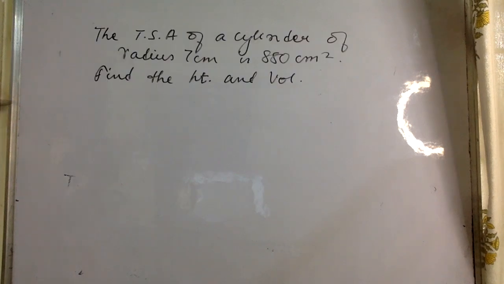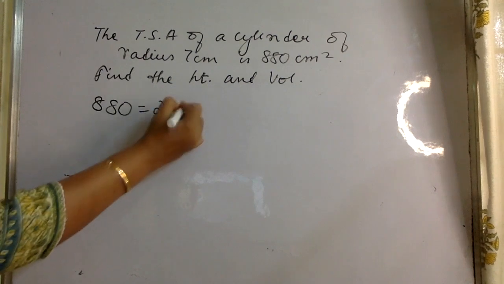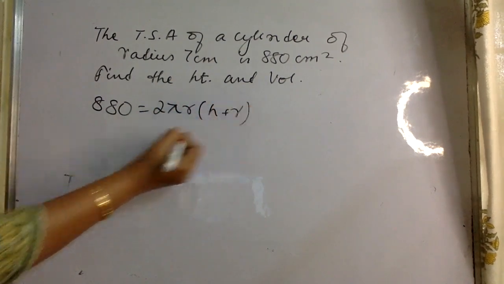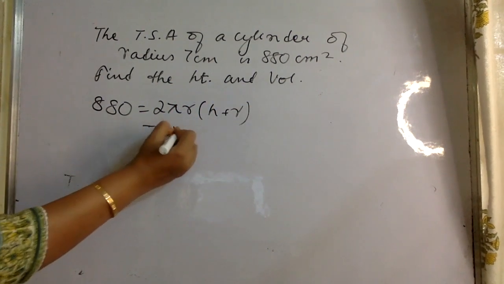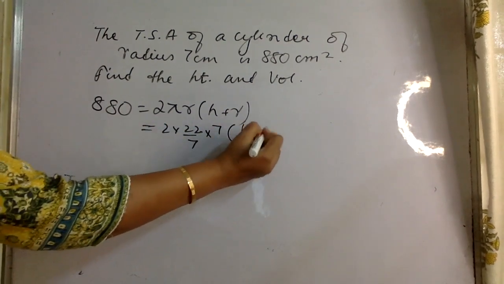This is the next question, the first question. There is a very simple question based on formula. The total surface area of a cylinder of radius 7 cm is 880. So can I write like this? 2 pi r (h plus r), right? I can write like this: 2 into 22 by 7 into 7 into (h plus 7).